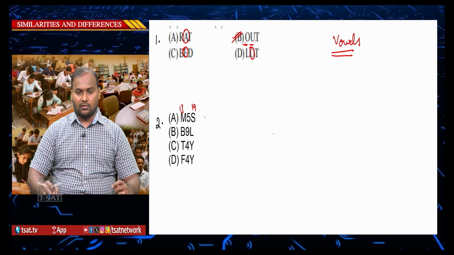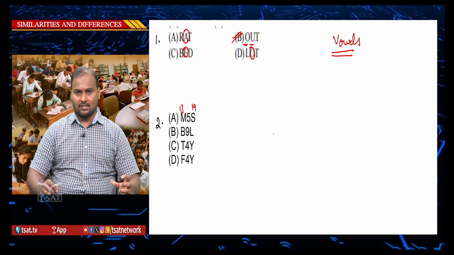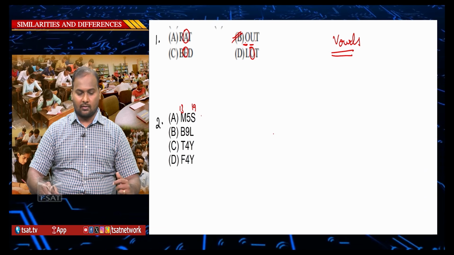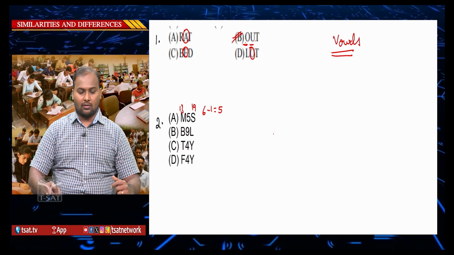In total, 6 letters are there, but the number of letters in between is only 5. If you see M is 13 and S is 19, and 19 minus 13 becomes 6. So, 6 minus 1 equals 5. So, you are having 5.